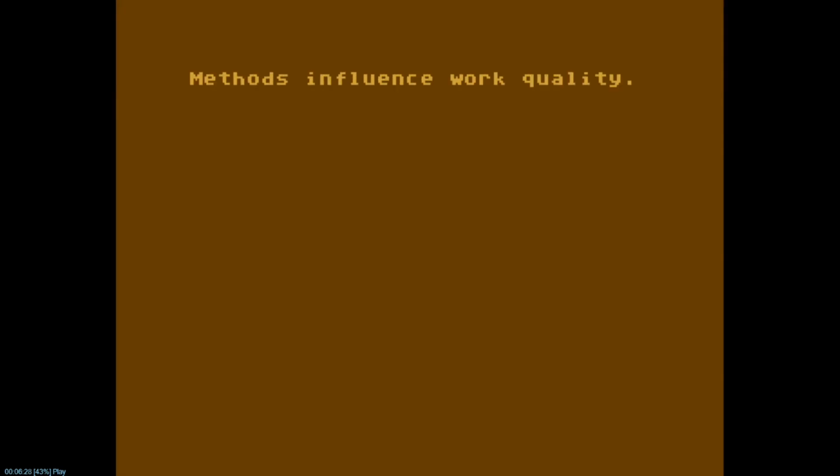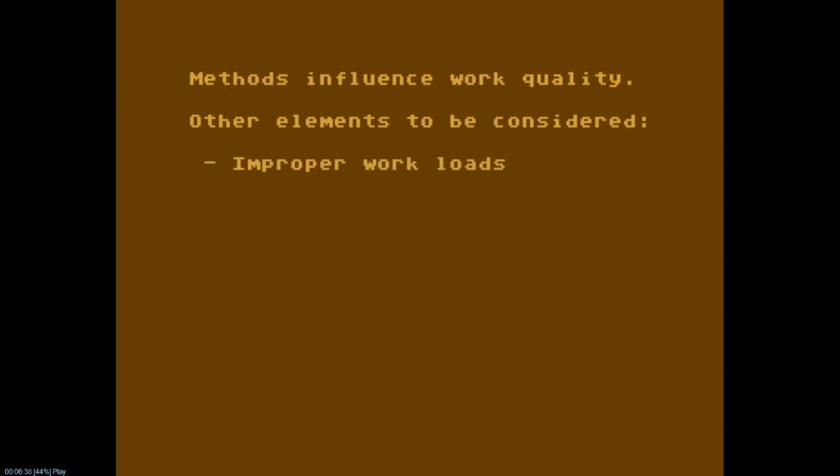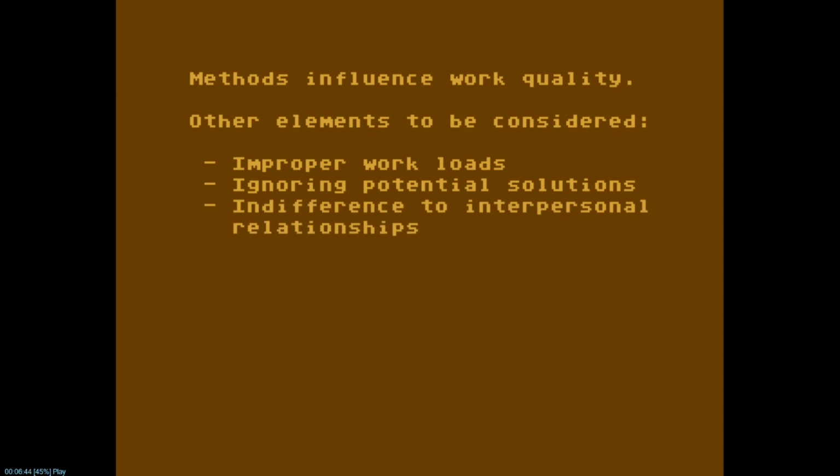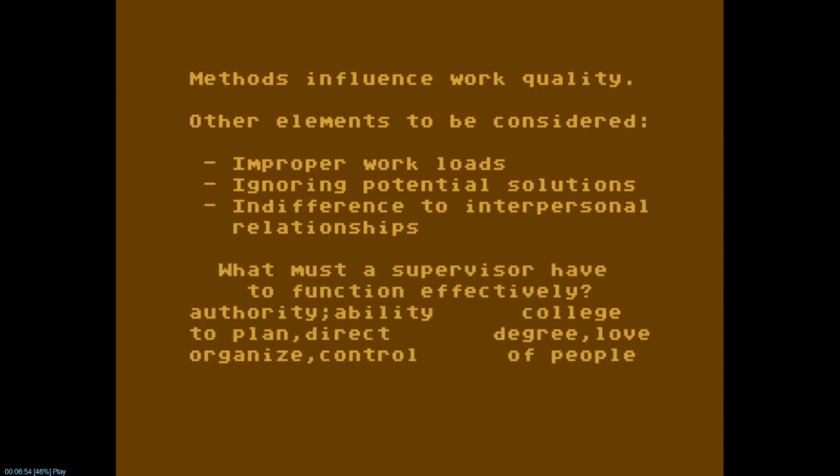The methods used to get the job done could influence the quality of the work. While this is obviously of prime importance, several other elements must be considered by the supervisor. Improper workloads, ignoring potential solutions offered by employees, indifference to interpersonal relationships, all can influence both the rate at which the job is done and, just as importantly, the quality of the work. At the basic level, what must a supervisor have to function effectively?